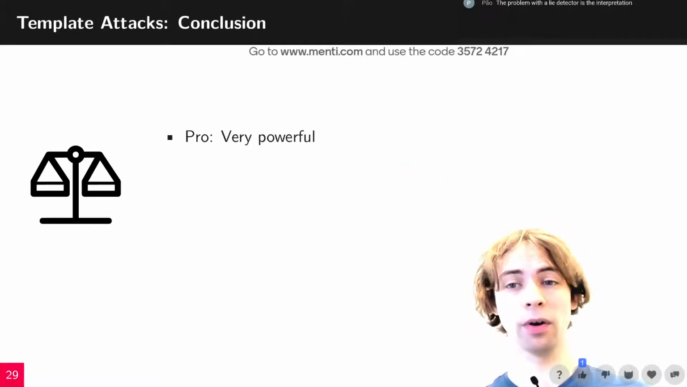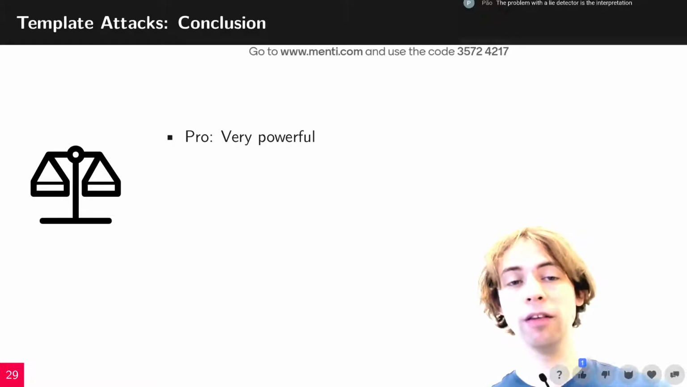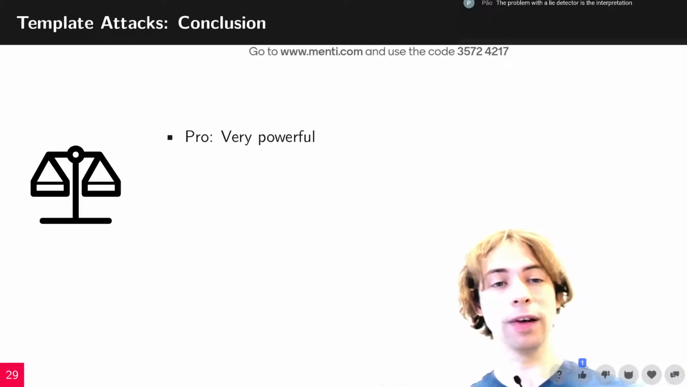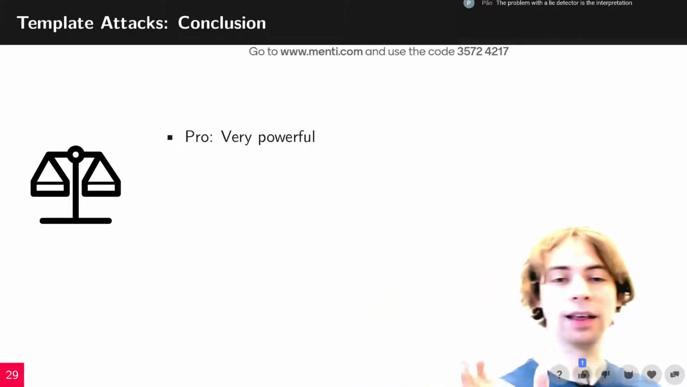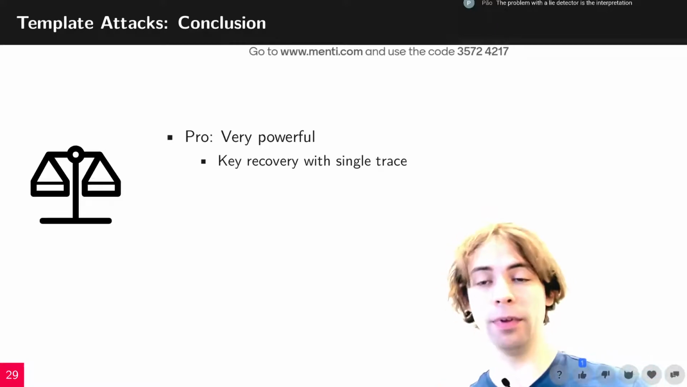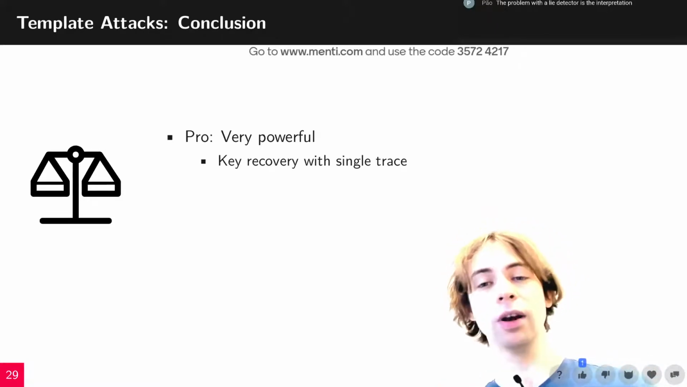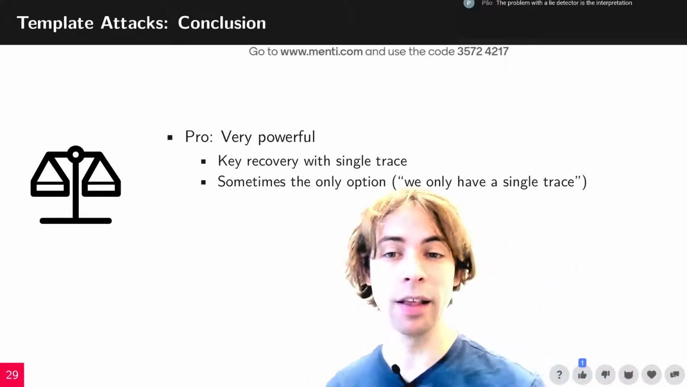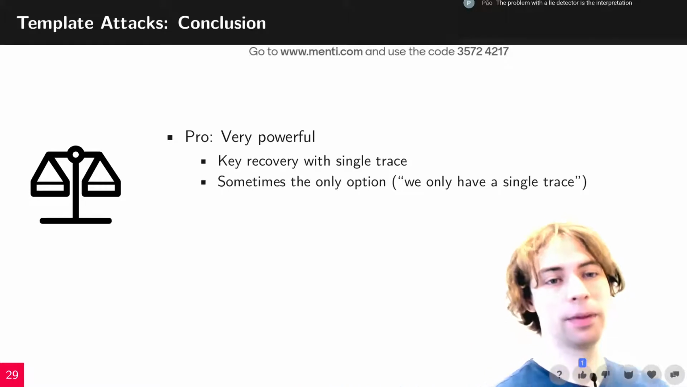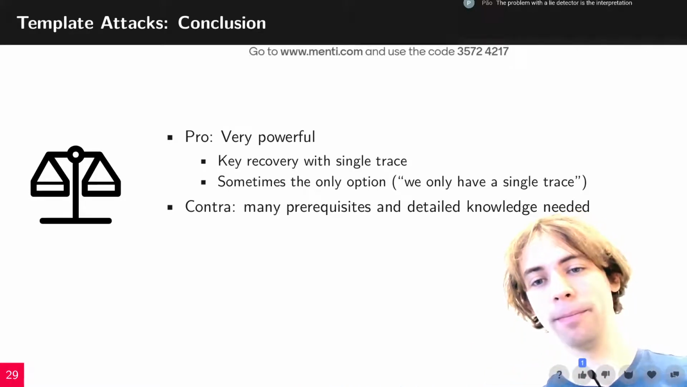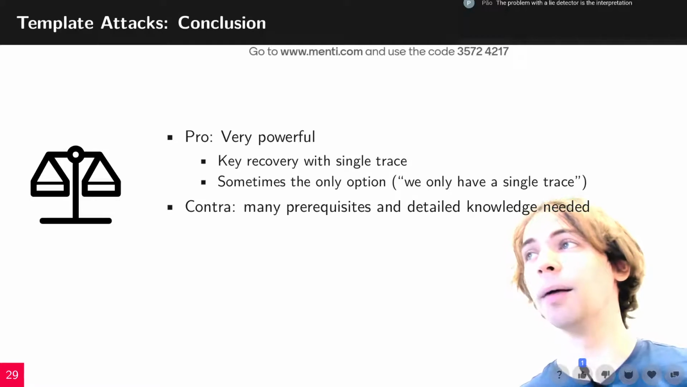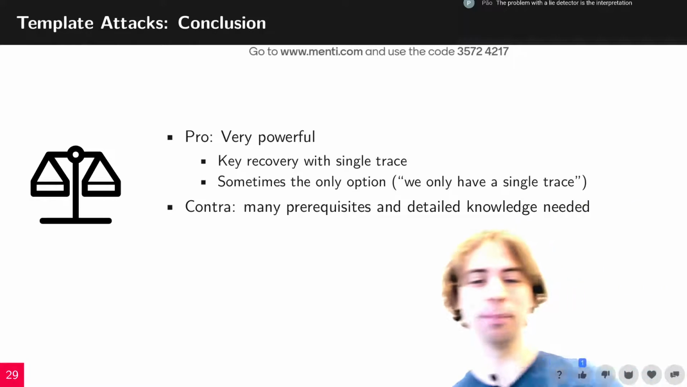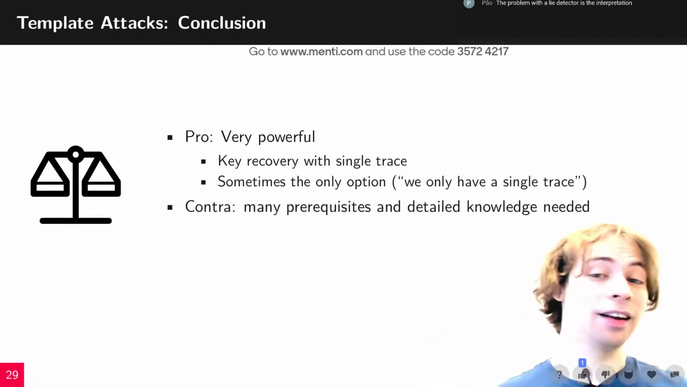So template attacks are very powerful, because even if you don't really understand the traces, if you just record the traces for all the input values, then you can observe exactly which one fits best. And this often allows a key recovery with a single trace. Sometimes this is also the only option. If you only have a single trace, then you can only perform this type of attack. Or, well, not always. If the implementation is really broken, then you might be able to use a simpler attack, of course.